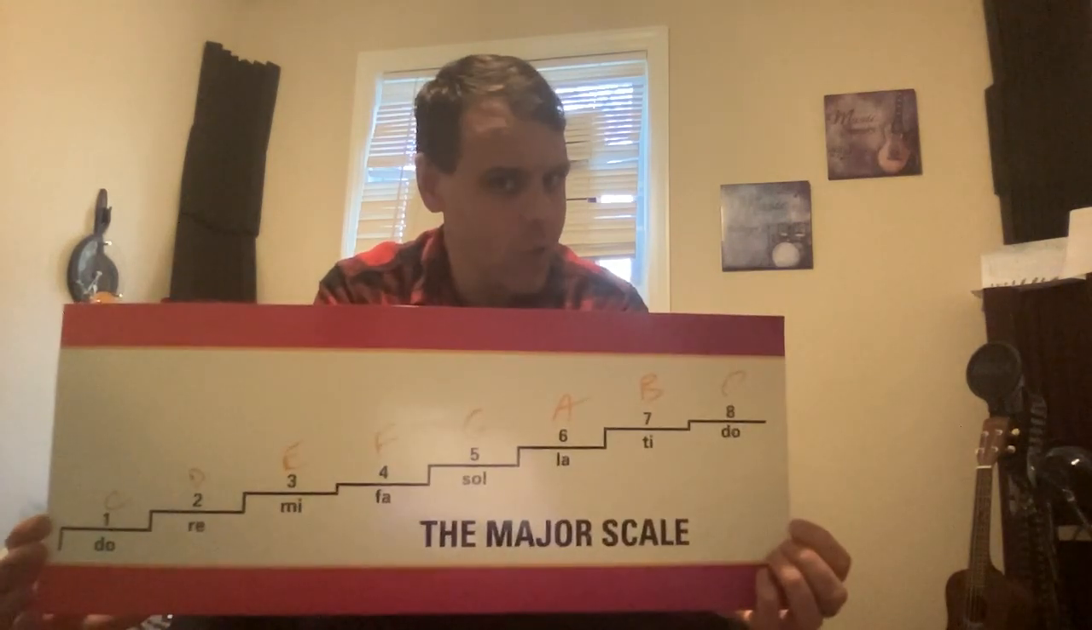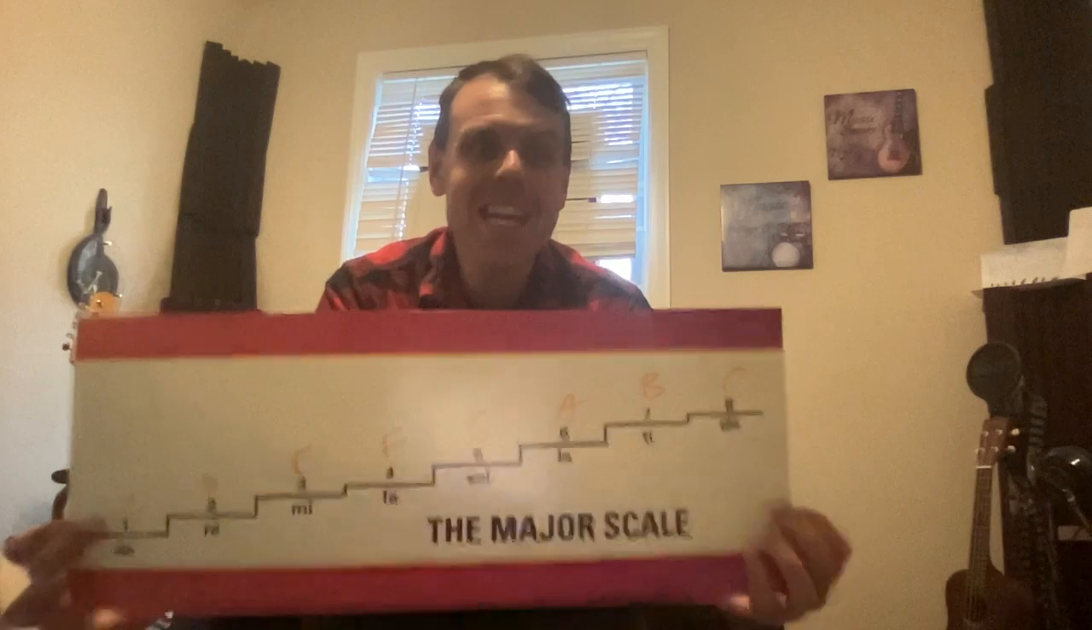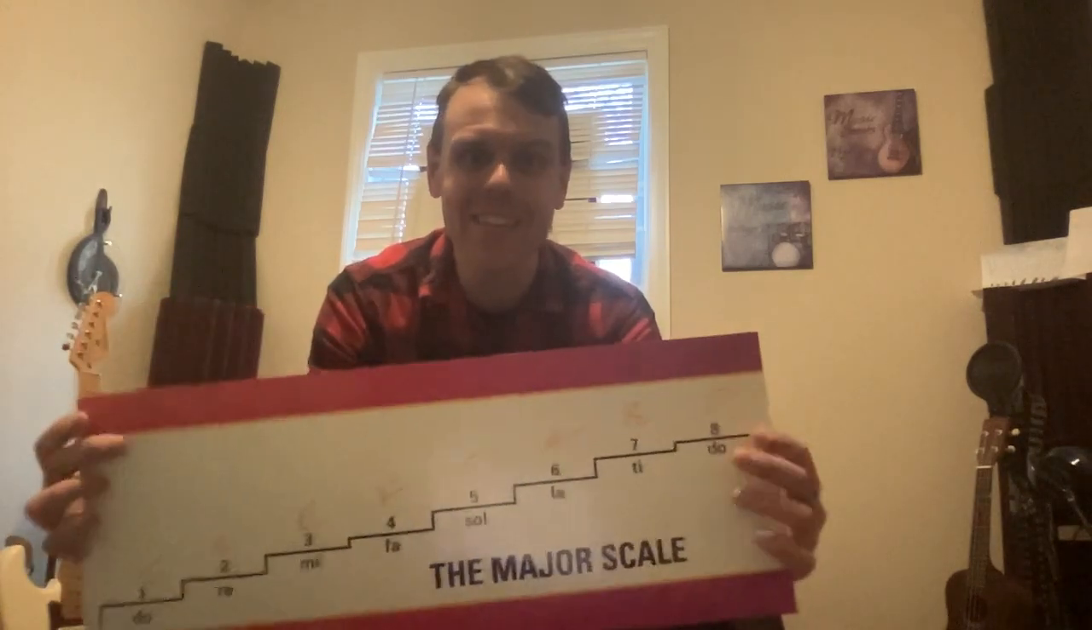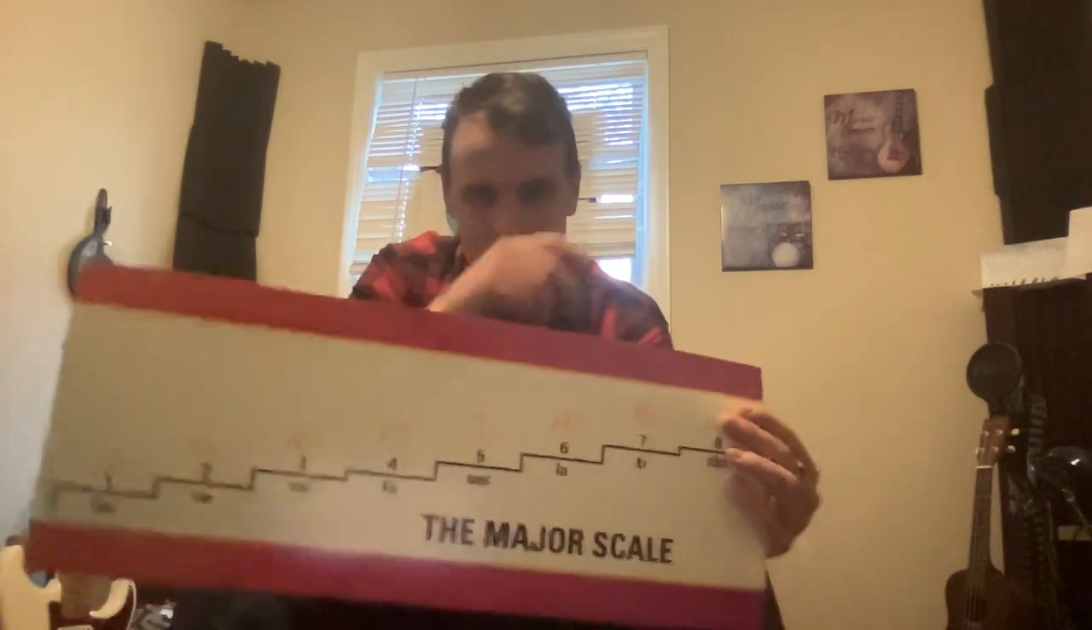And I'm not talking about the juice drink. From C to shining C, right? That's what we got here. All right, so that's our major scale.